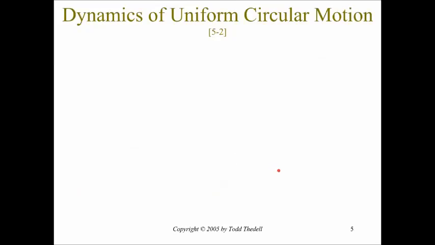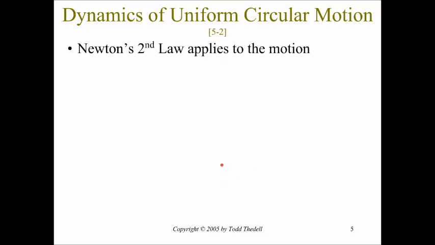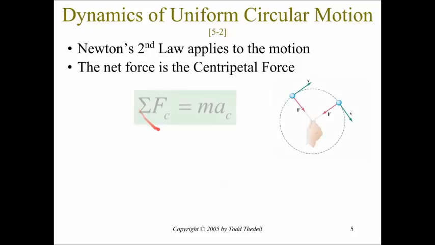Okay, so now let's look at the dynamics of uniform circular motion. The dynamics means we're going to look at the forces involved. And we are going to, of course, use Newton's second law, but we're going to apply it to a circular motion. So we simply take Newton's second law, sigma F equals ma, and we just subscript it with a small c. So the centripetal force is equal to the mass times the centripetal acceleration. And so the force is also directed towards the center, centripetal again meaning center seeking.